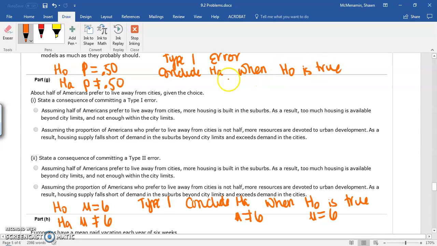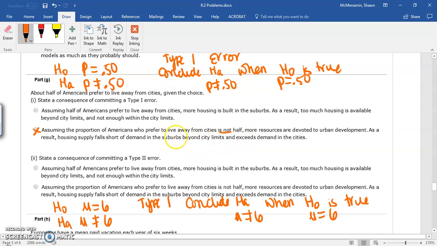More correct language is to reject the null when the null is true. If you're rejecting the null, then you're favoring the alternative. So you're concluding HA, which is P is not equal to 0.50, when in fact P is equal to 0.50. So you're assuming that it's not half. You're concluding that it's not half. And that would be the consequence. Assuming the proportion of Americans who prefer to live away from cities is not half, more resources are devoted to urban development. As a result, housing supply falls short of demand in the suburbs beyond city limits and exceeds demand in the cities.